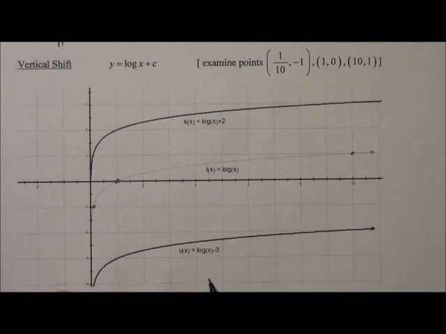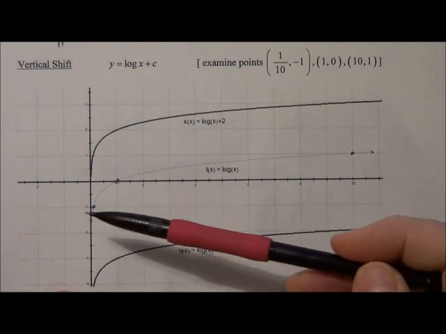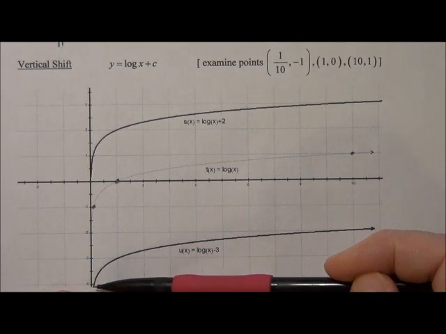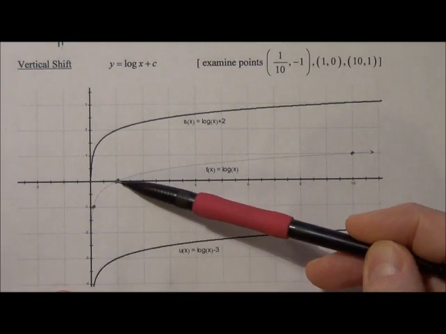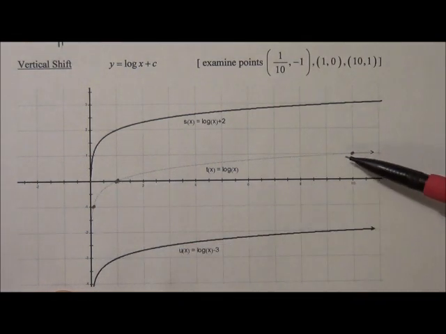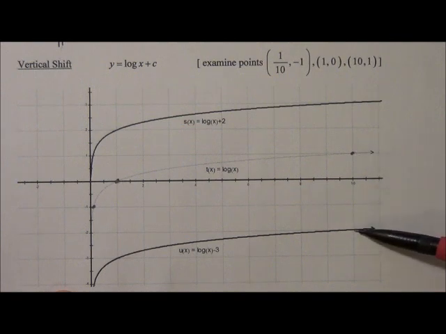And then here, if we're subtracting 3, this point of (1/10, -1) becomes (1/10, -4). (1, 0) becomes (1, -3). And (10, 1) becomes (10, -2).